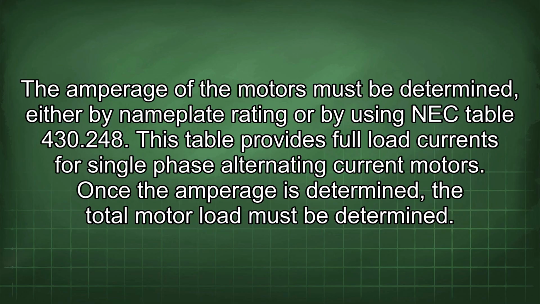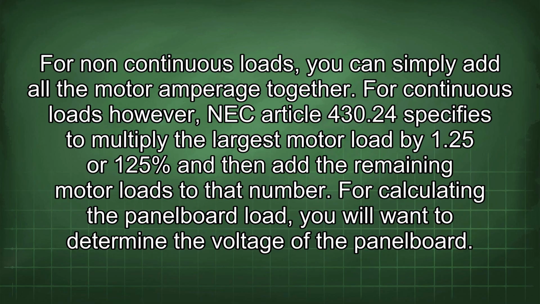The amperage of the motors must be determined, either by nameplate rating or by using NEC Table 430.248. This table provides full load currents for single-phase alternating current motors. Once the amperage is determined, the total motor load must be determined. For non-continuous loads, you can simply add all the motor amperage together. For continuous loads, however, NEC Article 430.24 specifies to multiply the largest motor load by 1.25 or 125% and then add the remaining motor loads to the number.